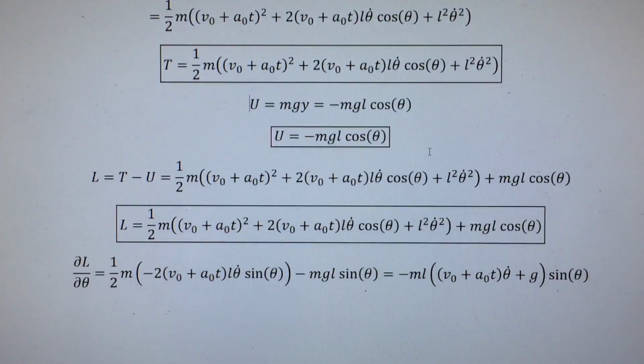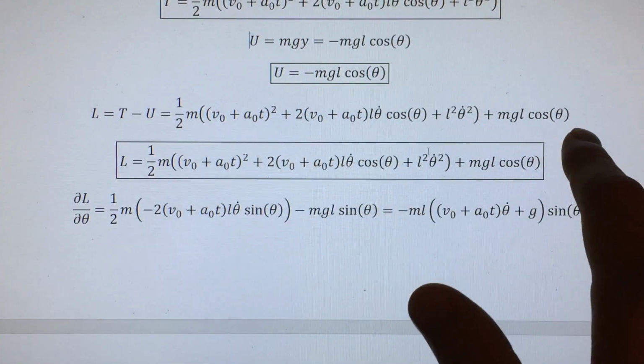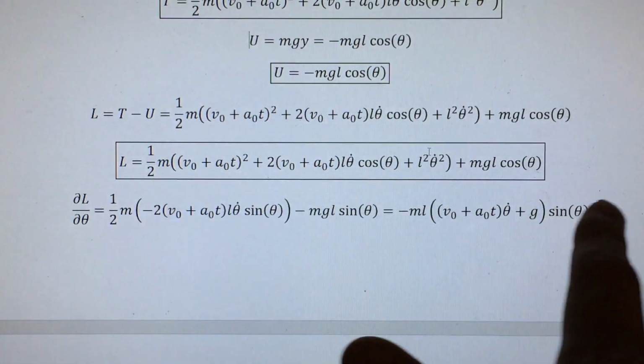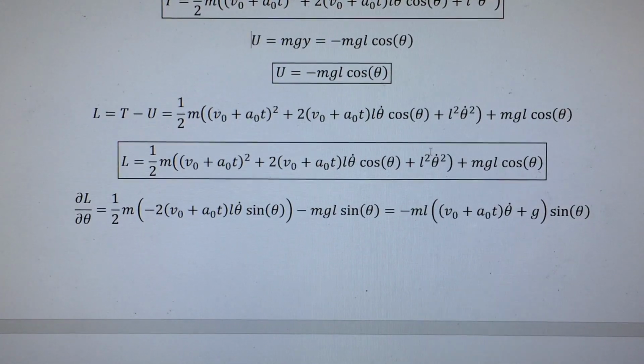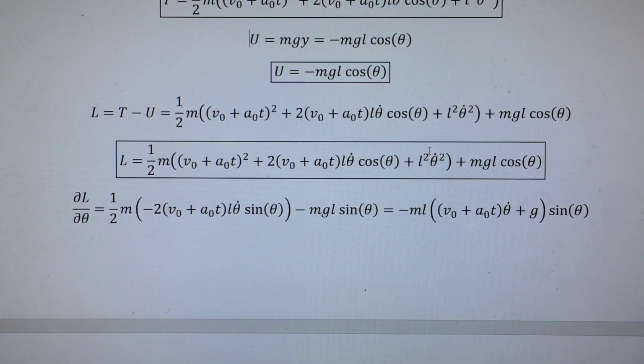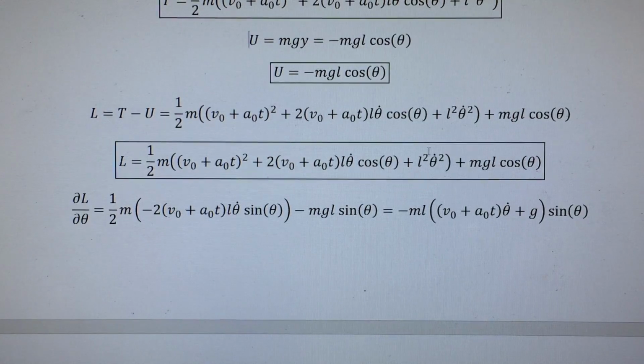So then if we subtract that potential energy from the kinetic energy, we arrive at the Lagrangian, which is this whole thing in the box. Somewhat long and complicated, and it may not seem obvious why this is simplifying the problem, but trust me, doing this with Newton's laws is quite a bit more obnoxious.